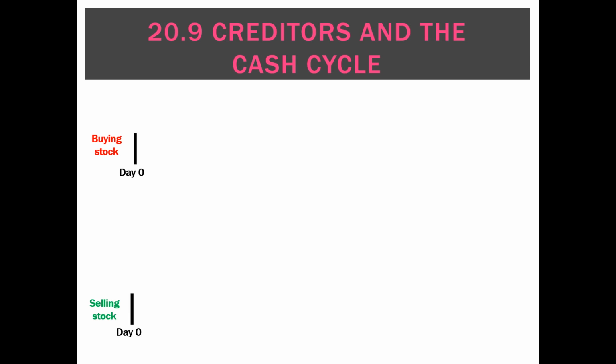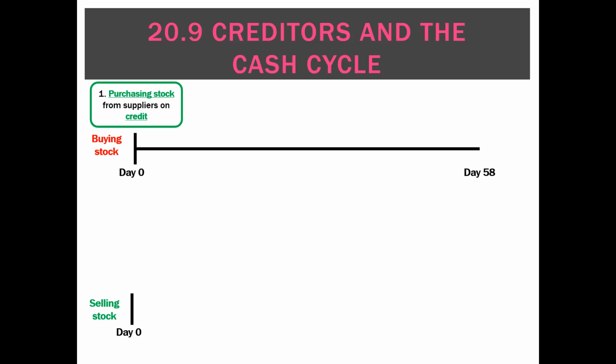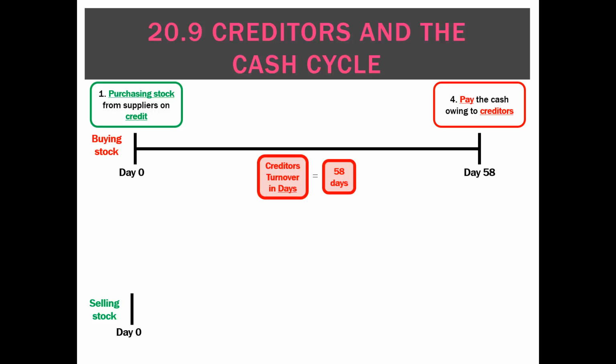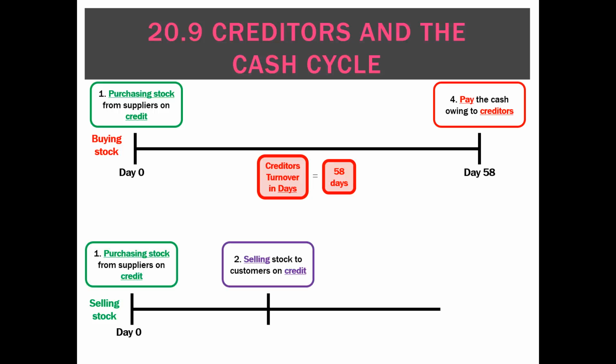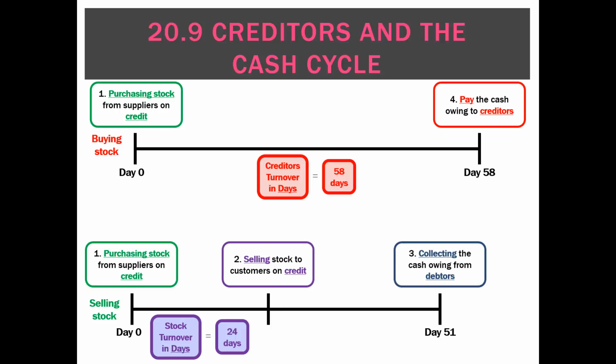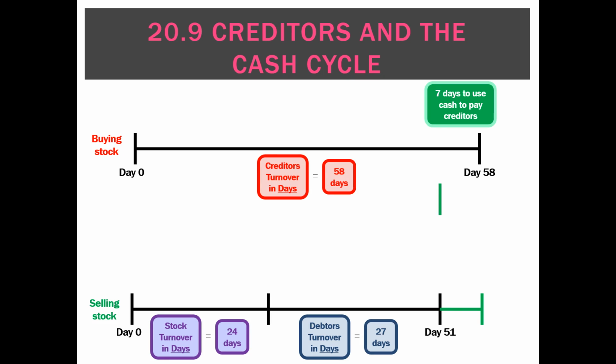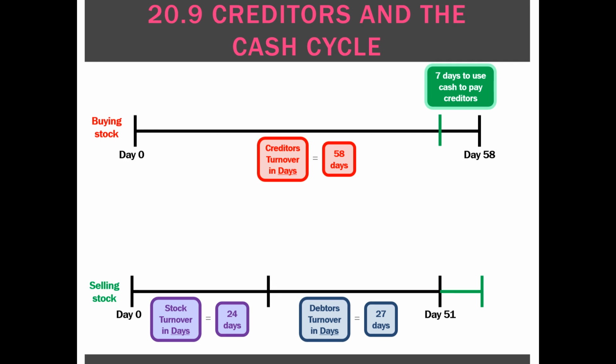So looking at that, what just happened: when we buy stock, it takes us on average 58 days to pay creditors back, measured by a creditors turnover ratio, and we compare that to how long it takes us to sell stock. The first step was we sold it to customers, which was our stock turnover ratio of 24 days. And then it took us another 27 days on average to collect the amounts owing from debtors. So that's a good result. We've got a cash cycle of 51 days and a creditors turnover of 58 days. And what that leaves us with is 7 days extra to have the cash to pay creditors. We've actually got the money from selling that stock before we have to pay creditors for it. So that's a good result.